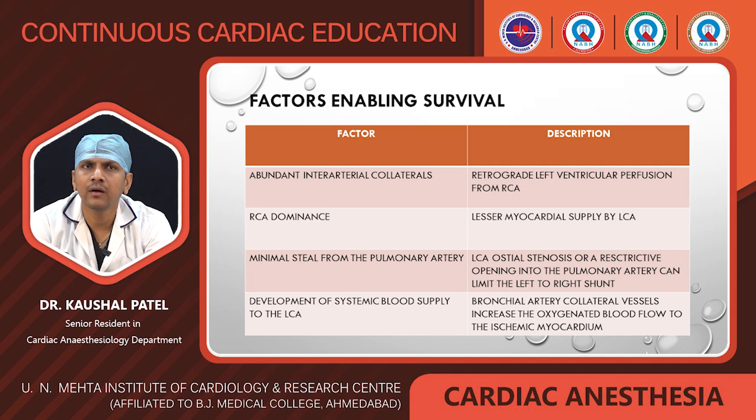Now the third factor is the minimal steal from the pulmonary artery. In this, the left coronary artery that originates from the pulmonary artery, the ostium may get stenosed, or there is a restrictive opening into the pulmonary artery, which can lead to decreased chances of coronary steal from the right coronary artery to the left coronary artery and from the left coronary artery to the pulmonary artery. So the decreased chances of coronary steal can improve the survival of the patient. And last is the development of systemic blood supply to the left coronary artery. Likewise, collateral vessels also develop from the bronchial arteries and can give rise to collateral supply to the left coronary artery and oxygenated blood supply to the left side of the heart.